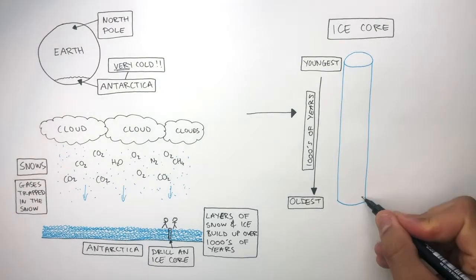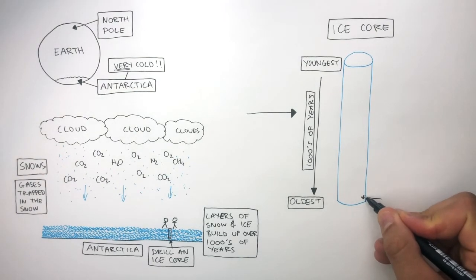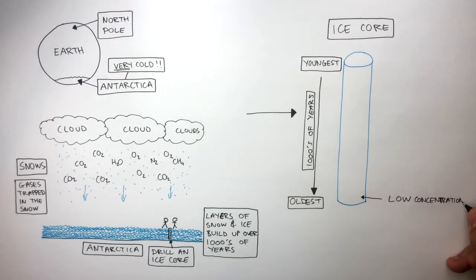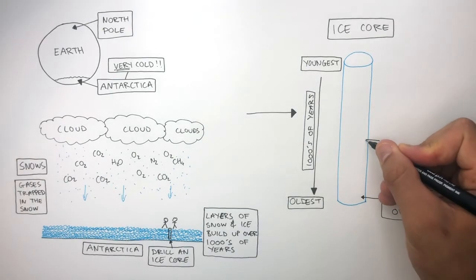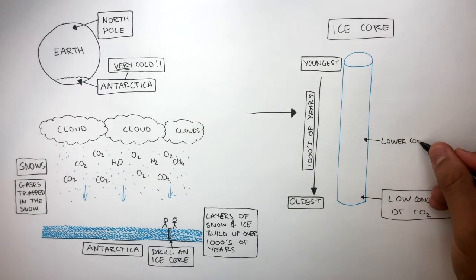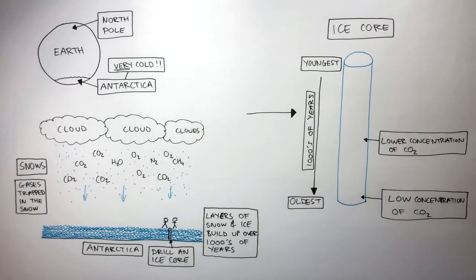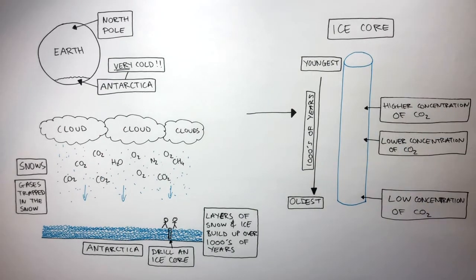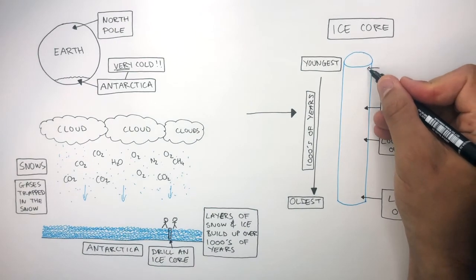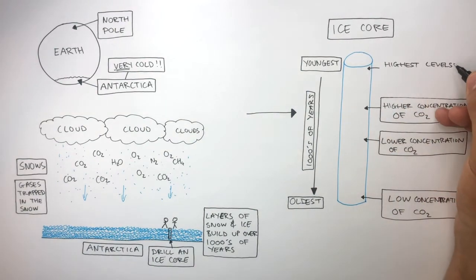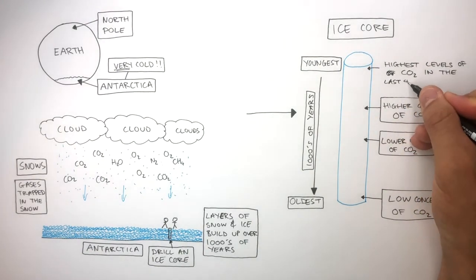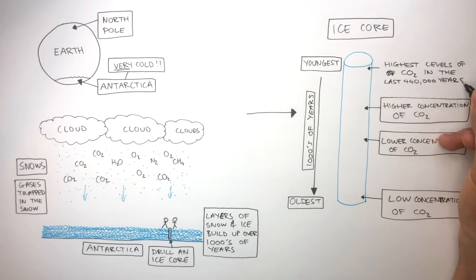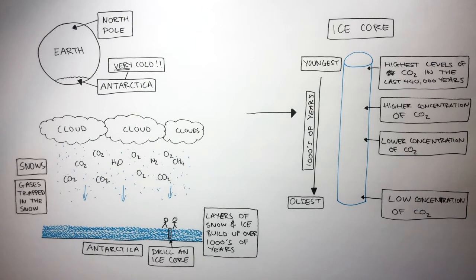For example, they can find out that in this section of the ice core, there is a low concentration of CO2. And as they then measure the composition of gases in this section of the ice, they may find there's a lower concentration of CO2. And then in this section of the ice, they may find there's a higher concentration of CO2. And it's quite incredible that scientists always find that in the youngest section of the ice core, there have been the highest levels of CO2 in the last 440,000 years. They always find this in any ice core around the world.